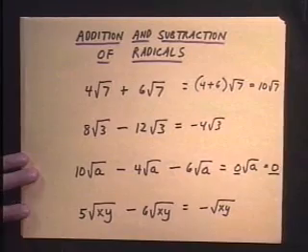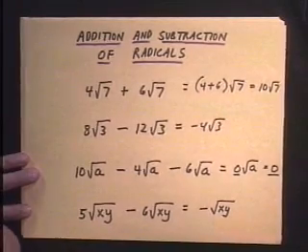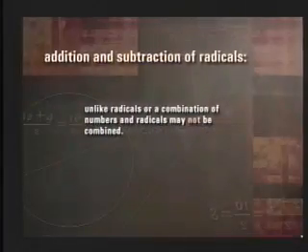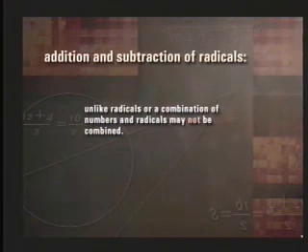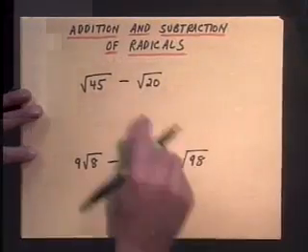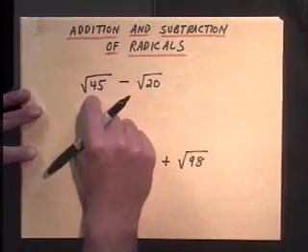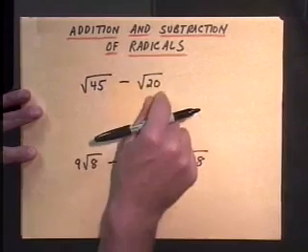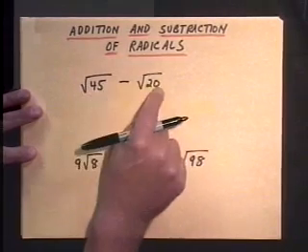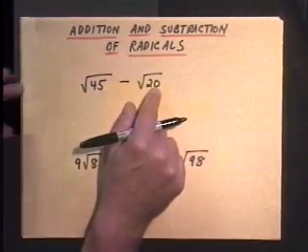All right, let's go to our next graphic, though. Is everything always that easy? No, young, you know that. Unlike radicals, or a combination of numbers and radicals, may not be combined. All right, so let's go look at some of these. Go back to the examples here. Now, we can't take the square root of 45 and the square root of 20 and combine them. Why? Because, well, gee, they don't have the same radicand.